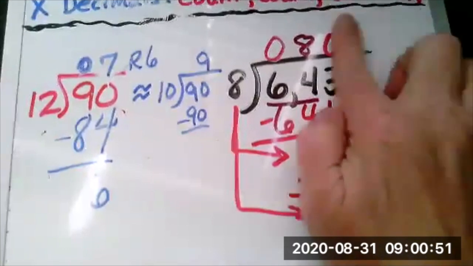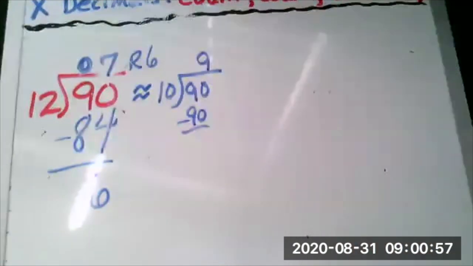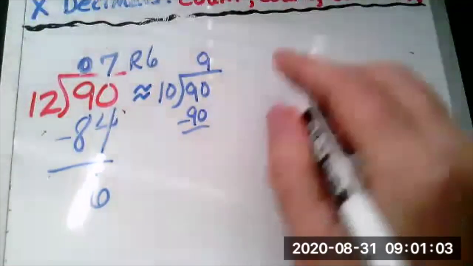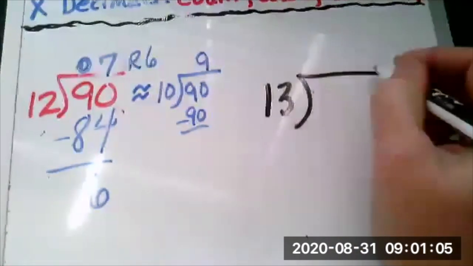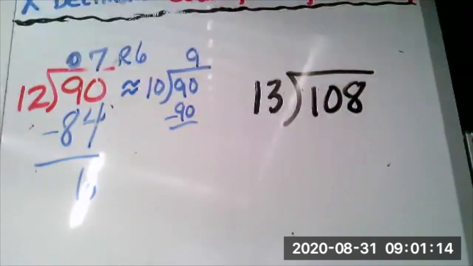All right, let's do a couple of double-digit problems with a little small remainder. Okay, how about 13 into 108. 13 into 108. Try that one on your whiteboards first.